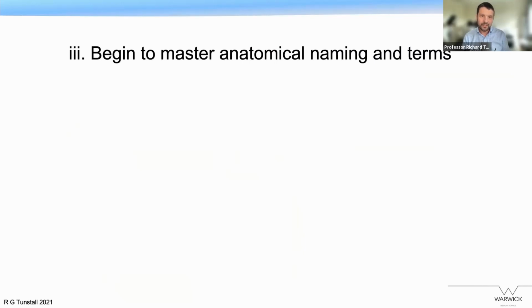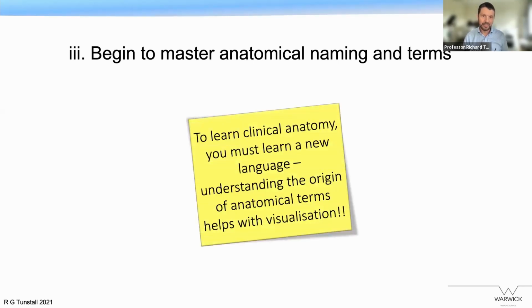One of the things that really confuses people to begin with, or daunts people, is the range of anatomical terms in use. It's really important that you begin to master anatomical naming and terminology. Don't be afraid of this, tackle it head on. And I'll give you some examples here of how this can be useful. So to learn clinical anatomy, you must learn a new language. You're going to learn thousands of new words.